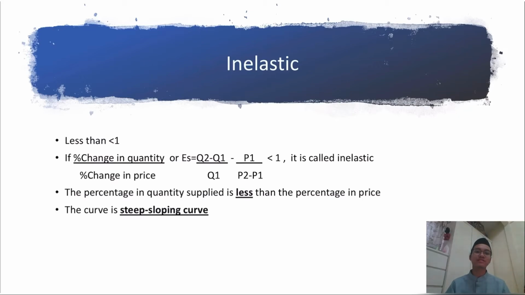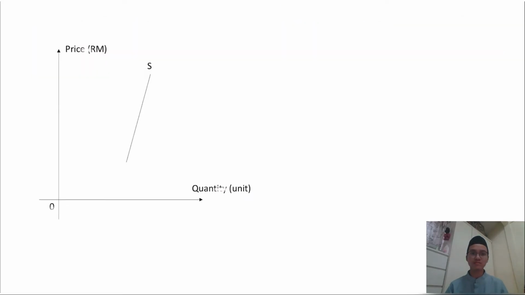You will understand more after the next PowerPoint. The curve is steep sloping. You're probably wondering what a steep sloping curve looks like, right? Well, let me show you. This is what a steep sloping curve looks like. It is slightly slanted to the right.